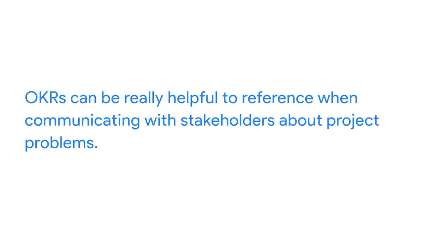OKRs can be really helpful to reference when communicating with stakeholders about project problems. You can make it clear to a stakeholder why a given problem needs to be addressed by identifying the specific ways in which that problem might impact an organization's wider OKRs. You can also point to them to explain to stakeholders why a problem is worth their attention. Stakeholders, especially those who hold senior positions within an organization, often have a lot of work to focus on, even beyond your project. Connecting a solution to a company's OKRs can catch a stakeholder's limited attention.